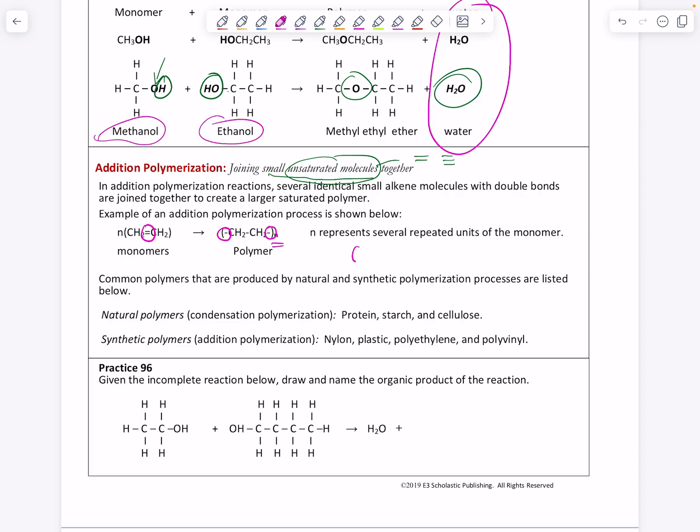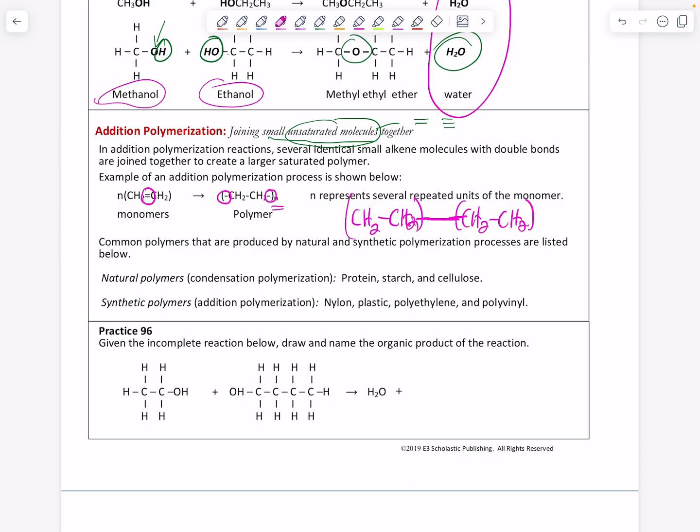Some common polymers, both natural and synthetic, are listed below. Natural polymers come from the first type of reaction, condensation polymerization. These happen naturally, and a lot of them take place in plants, animals, humans, things like that. So forming proteins, forming starches, and forming cellulose in plants. All of those are polymers created by condensation polymerization, getting rid of some water in order to create a polymer.